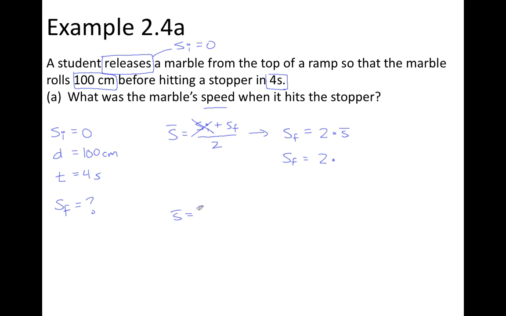Average speed is also distance over time. I'm given the distance, I'm given the time, so I can just plug those numbers in. And 100 over 4 is 25 centimeters over seconds, gives us units of centimeters per second. I can then take this value and put it in up here. And the final speed of the marble, 2 times 25 gives 50. Don't forget units, centimeters per second.